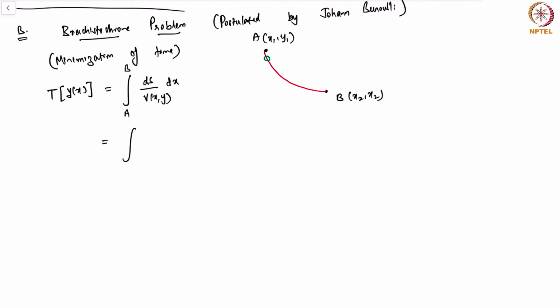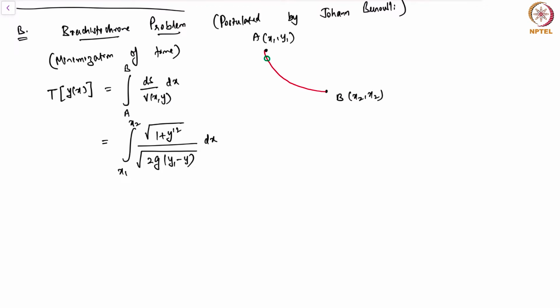So we can mathematically state this as follows. I want to go from A to B. ds we've already calculated, ds would be square root of 1 plus y prime square. The velocity from gravity would just be square root of 2g h, where h is basically the height that the particle has dropped from the point of release. So if the particle has been released from point A with zero velocity, then h is y1 minus y, and we want to go from A to B, so x1 to x2.